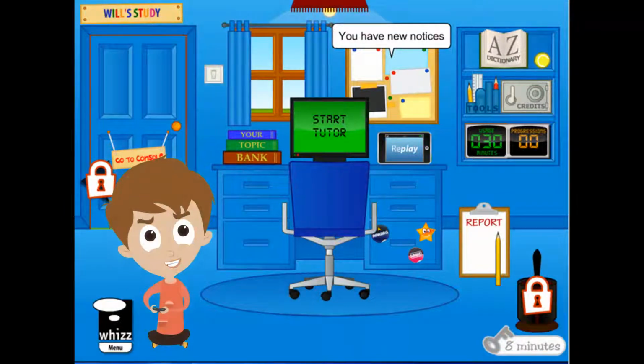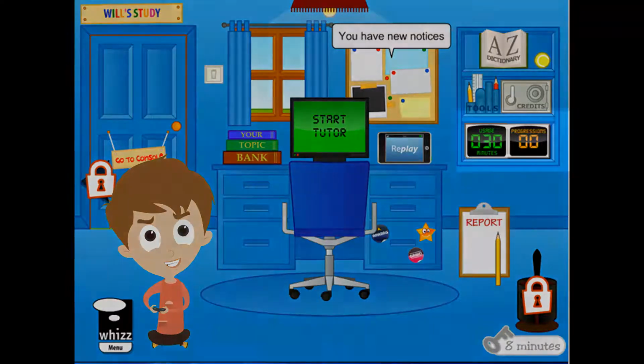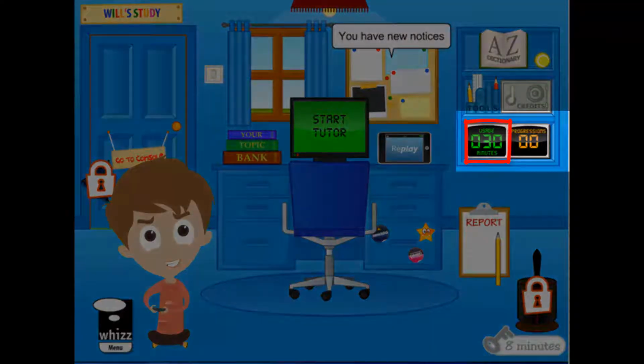Remember Will, who sat down on the track and didn't run any laps? He played computer games instead and got no return on his investment of time. Here's his Maths-Whizz study. He has invested 30 minutes in Whizz and has 0 progressions.